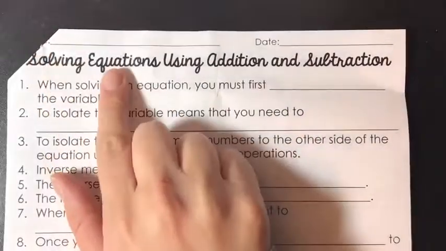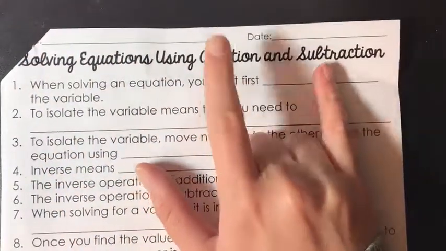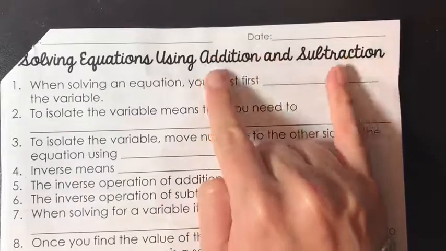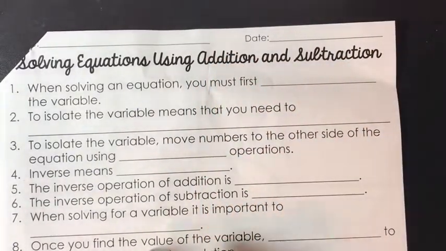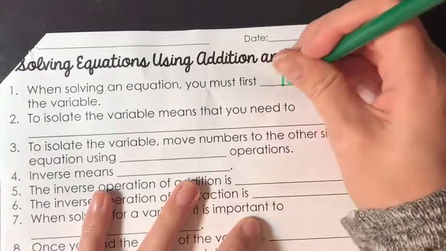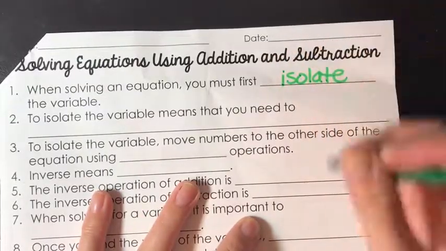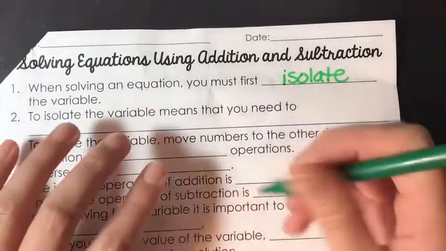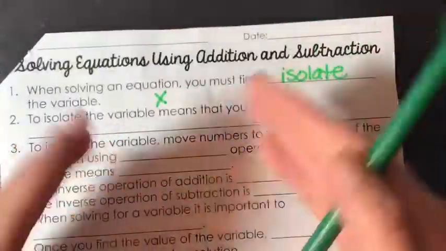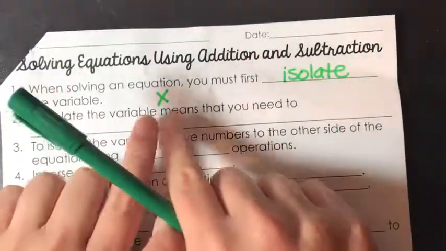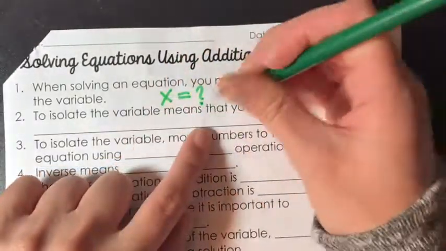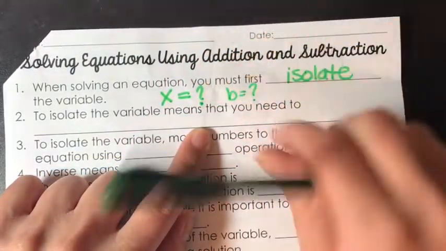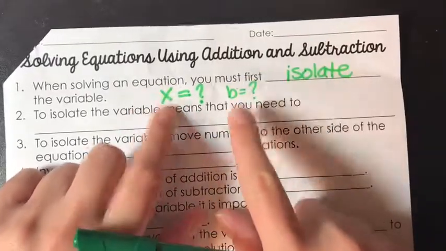Moving on with solving equations using addition and subtraction, we're only going to worry about this lowest level of power, adding and subtracting. When solving an equation, you must first isolate the variable. It's kind of like you're cornering it. There's x in an equation and you want to corner and say, hey guy, what are you? What's in the x box? You want x equals something or b equals something. It has to be isolated by itself.